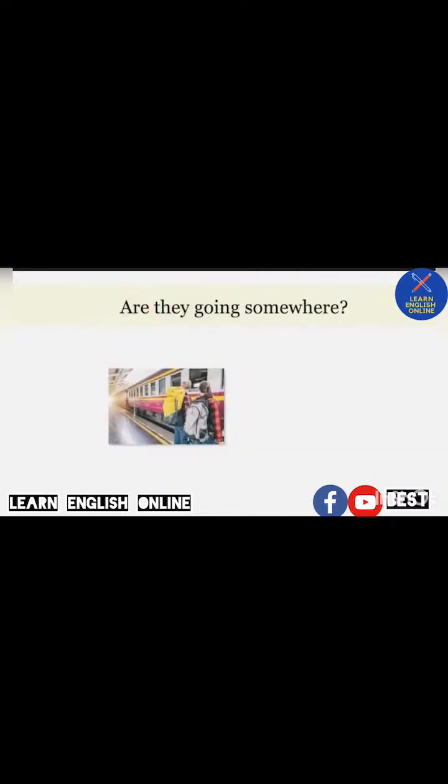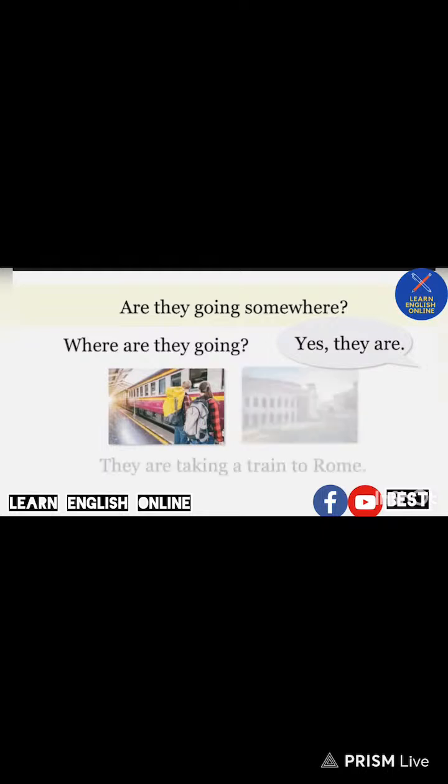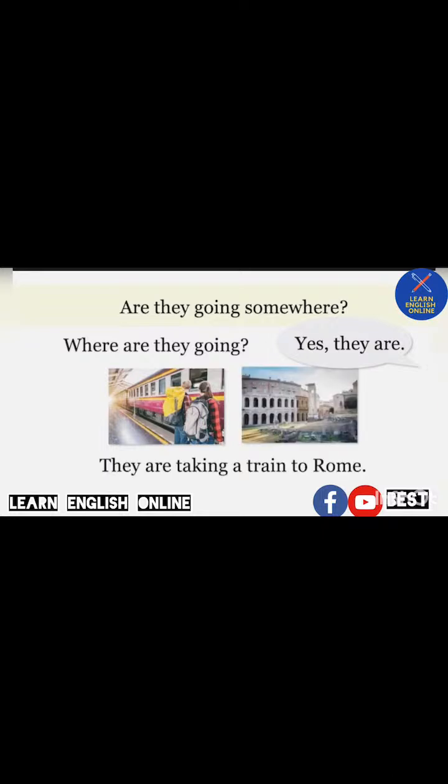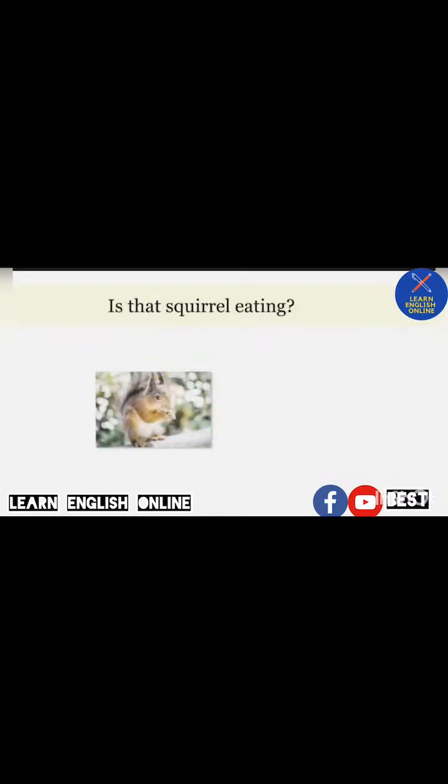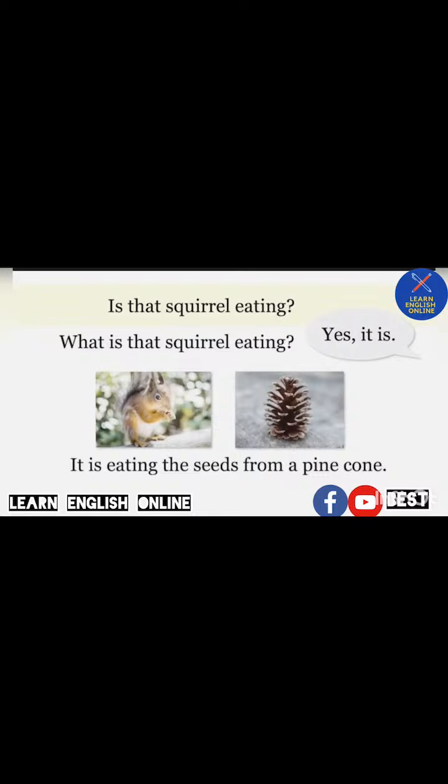Are they going somewhere? Yes, they are. I need more information. Where are they going? They are taking a train to Rome. Is that squirrel eating? Yes, it is. What is that squirrel eating? It is eating the seeds from a pine cone.